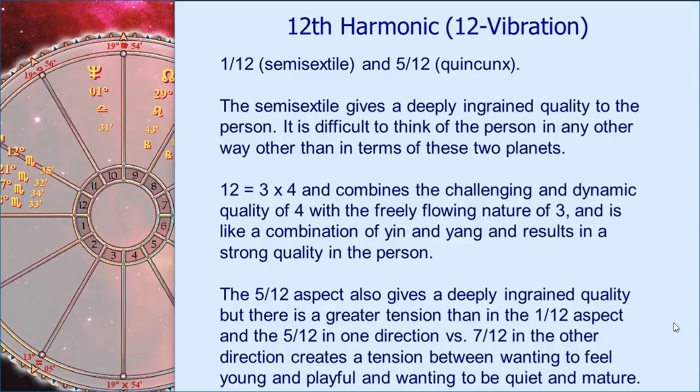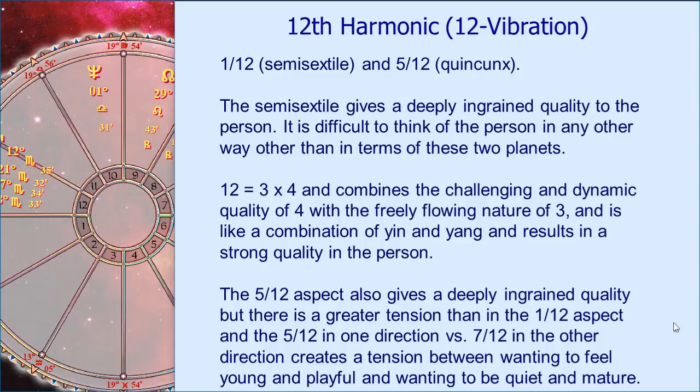So suppose Sun and Uranus are in a very tight semi-sextile. The person is quick. They're spontaneous. It's just built into the way they are. You can't think of them in any other way because it pervades their personality and everything they do. So 12 equals 3 times 4, and it's the combination of this yin and yang of receptivity and flow and taking action, and it becomes an ingrained quality of the person.